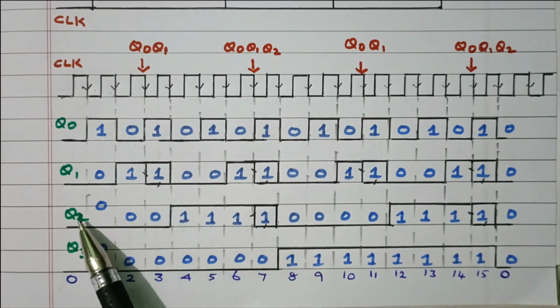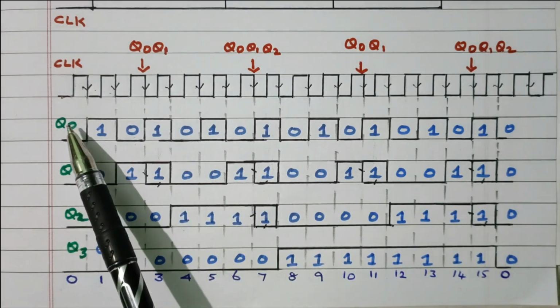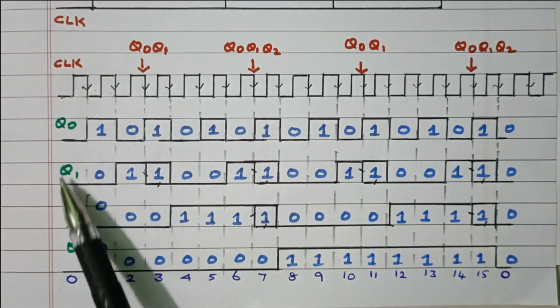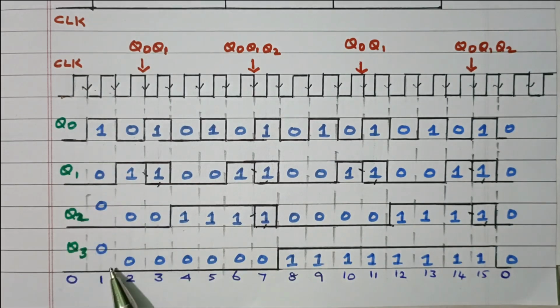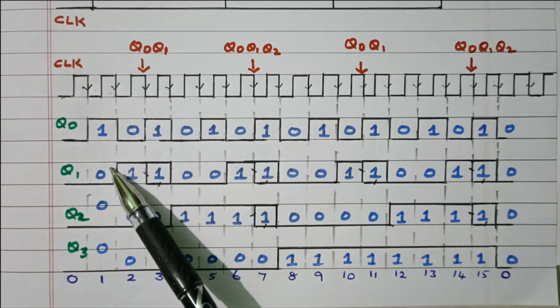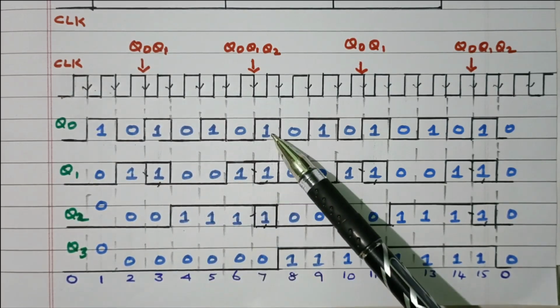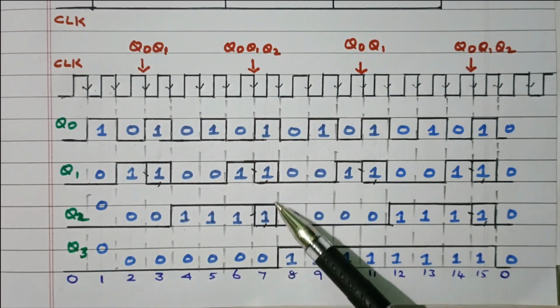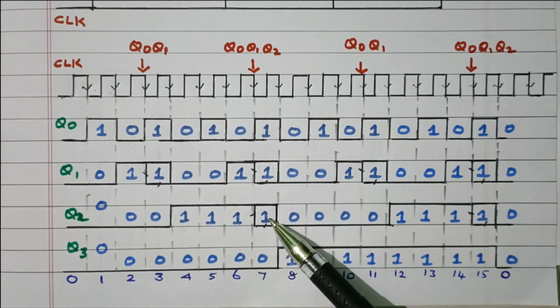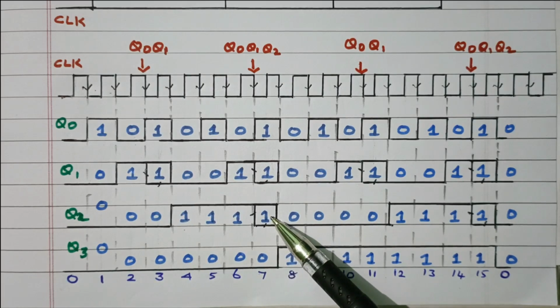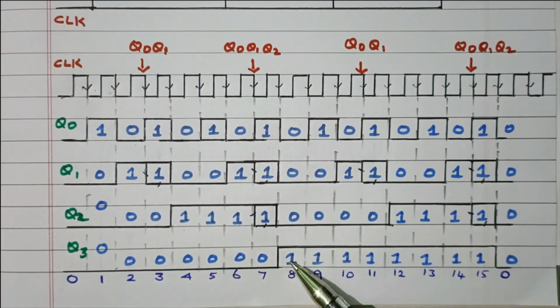It is connected through Q2, Q1 and Q0. If all three outputs are 1, then only toggle. See here, this is 0, 0, 0, 0, 1, 1. Minimum 1, 0 is there. Only here all are 1: Q0, Q1, Q2. So the AND gate output will be 1. So it will toggle from 0 to 1.